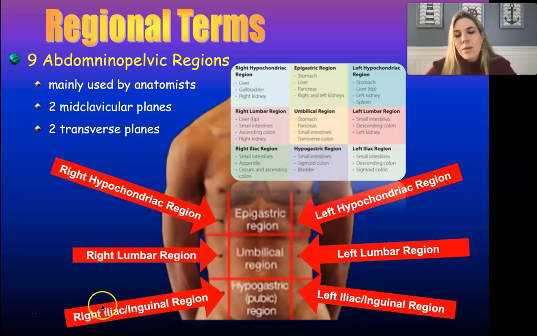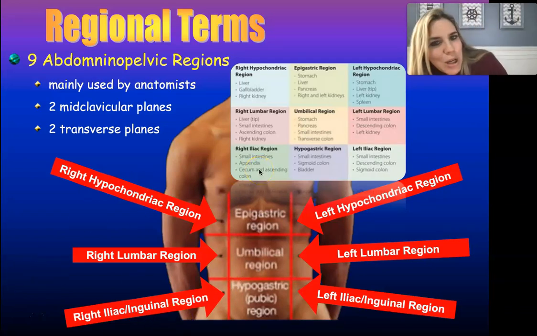And below that, the right iliac region, or some books call it the right inguinal region. So choose the term you like. I'm going to stick with iliac here. So this is the right iliac region. So the right iliac region is going to have part of the small intestines, the appendix. So when someone has appendicitis, the doctors are going to be using the term right iliac region a lot for where the pain's coming from. And cecum and ascending colon.